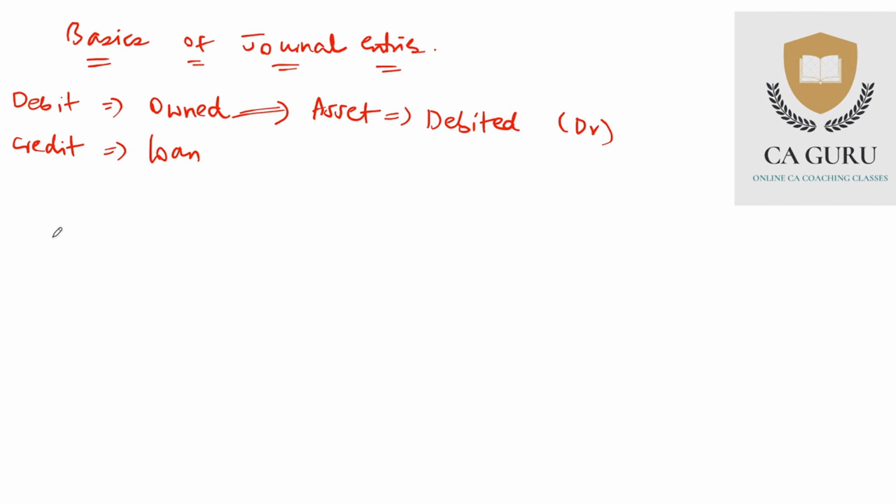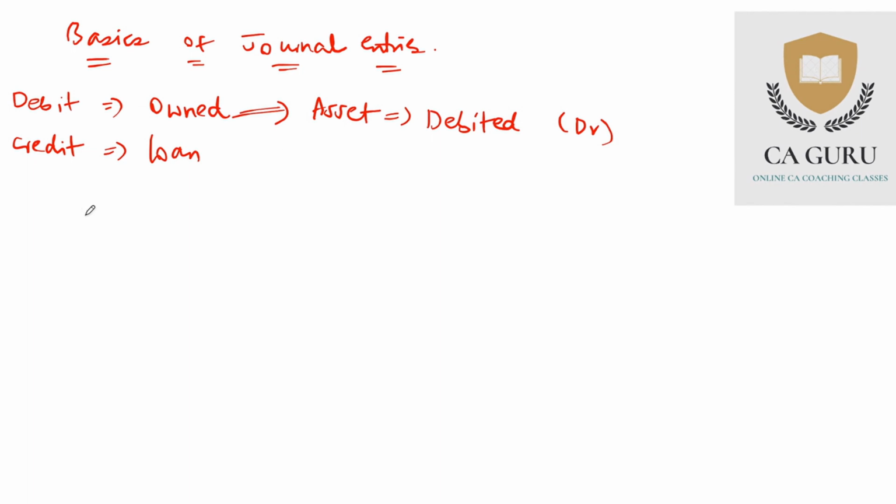For example, if cash is paid by an outsider to the business, we will debit cash. If inventory is coming into the business, we will debit inventory. So this is the way we will treat the assets. Similarly, when the asset increases, we will debit the asset. When the asset decreases, we will do the reverse. We will credit the asset.